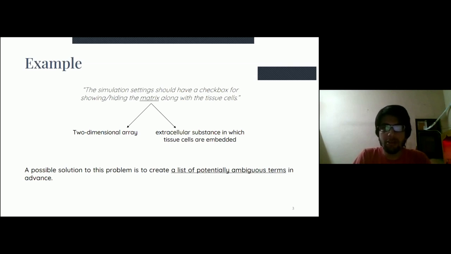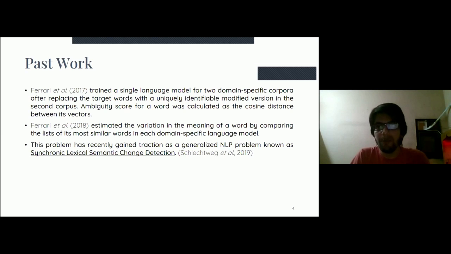A possible solution is to create, in advance, a list of such potentially ambiguous terms based on what all domains are involved in the project. There has been quite good past work done on this problem.